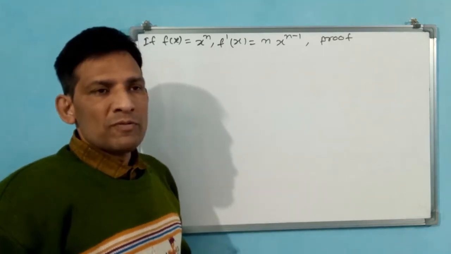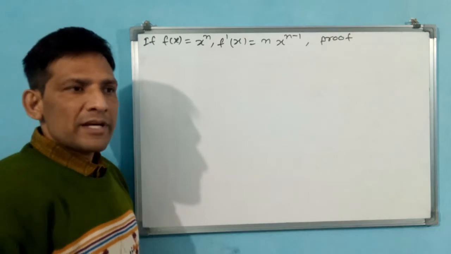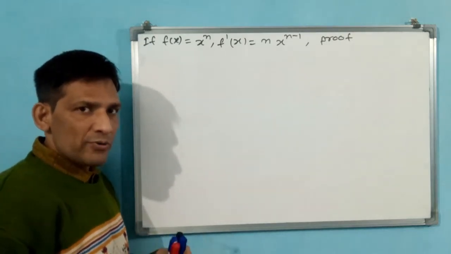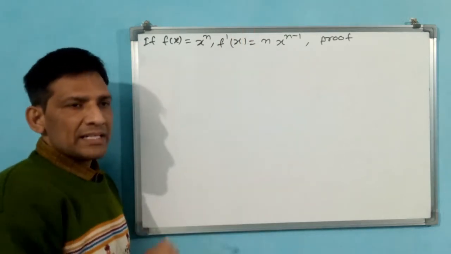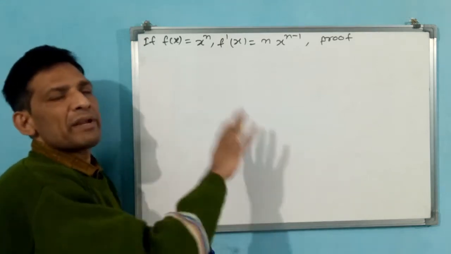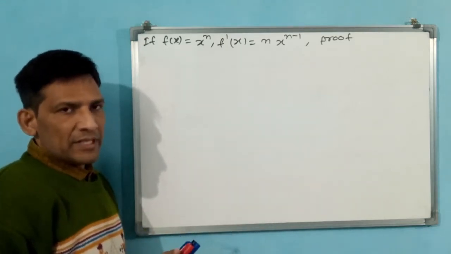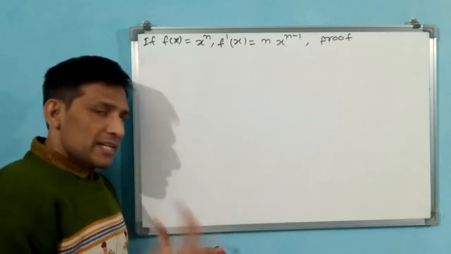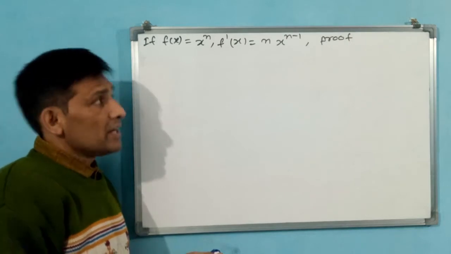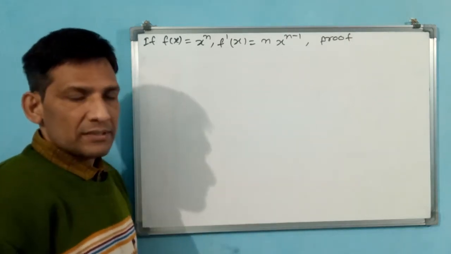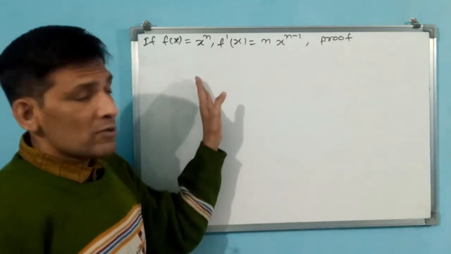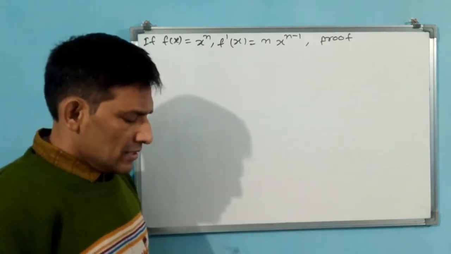Why am I taking this proof? The 4 algebra of derivatives we have made, and in future also, whatever derivatives we want to do, we will apply this formula directly, rather than writing f dash x is equal to f of x plus delta x minus f of x divided by delta x and applying the limit. That is going to take much time. Once you have done this proof, then next time you do not need to write f of x plus delta x and all. Directly you can write by this hypothesis. Now we are doing a proof of this one.